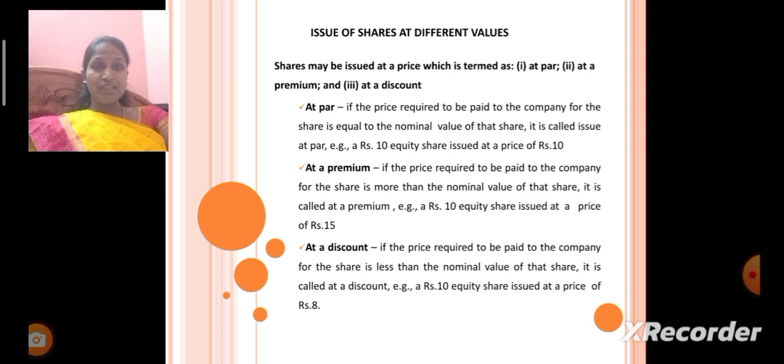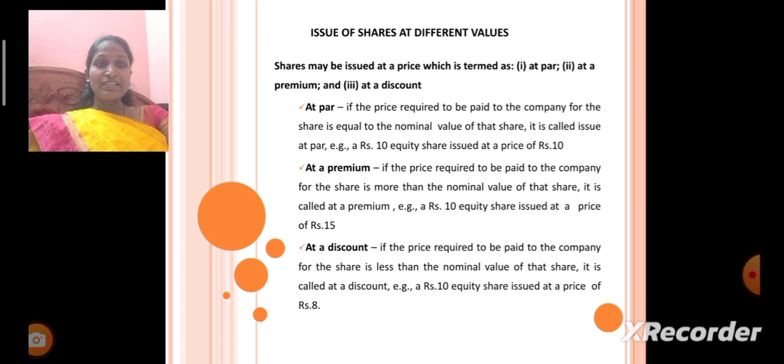Normally, the company issues the shares in different ways. The first one is for consideration other than cash. The second one is for cash. In general, shares are issued for cash. Issue of shares at different values may be followed by the company: at par, at premium, at a discount.